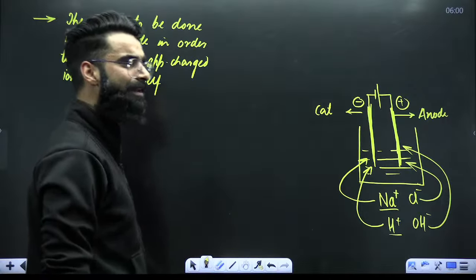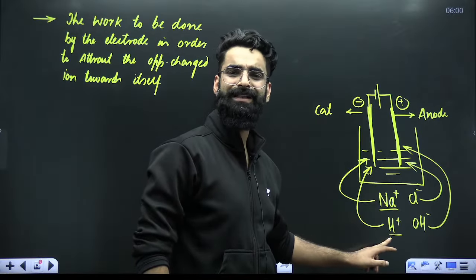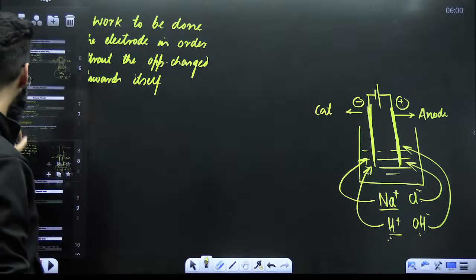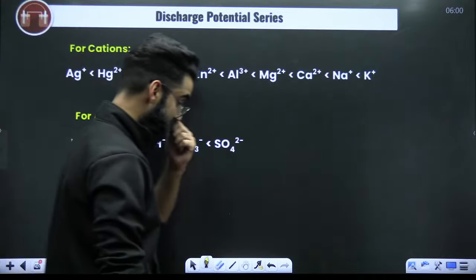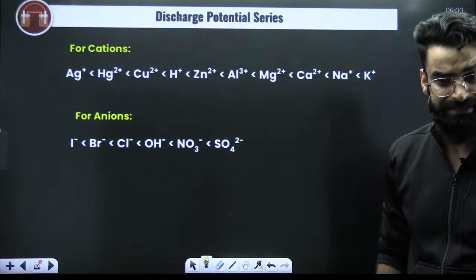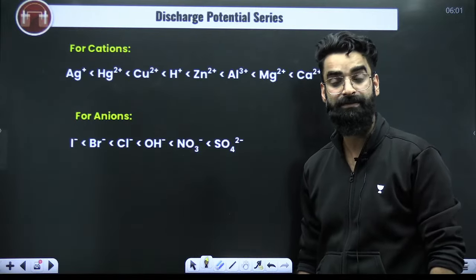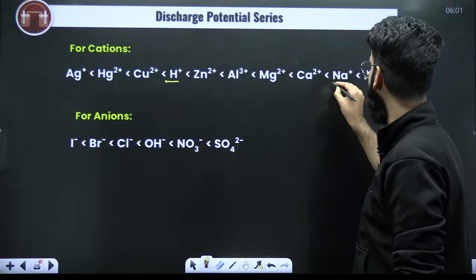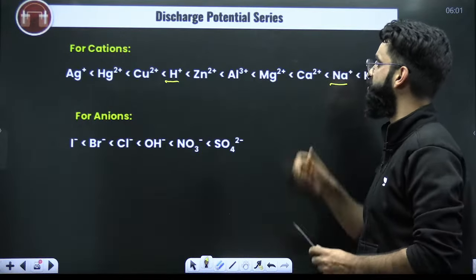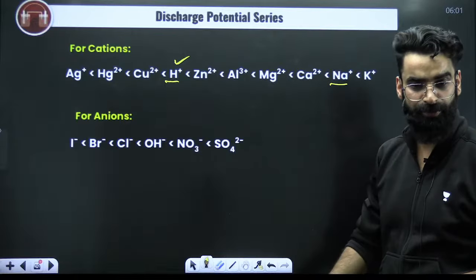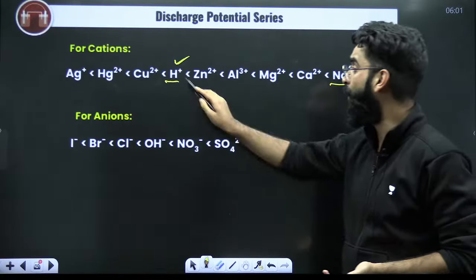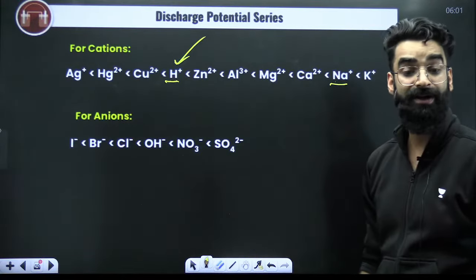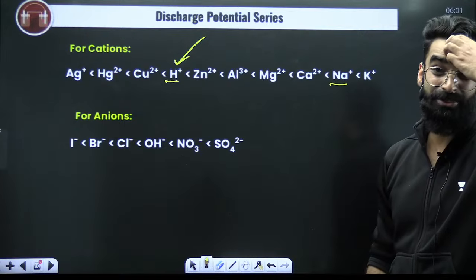Now, how can you tell which of these two has lesser discharge potential? For that purpose, I want you guys to remember one series. One is the discharge potential series of cations and one is the discharge potential series of anions. Imagine in the container there is H positive and there is Na positive. Which one has lesser discharge potential? H positive has lesser discharge potential than Na positive. So if I ask you which ion among the two will undergo reduction at the cathode, you'll directly say it is H positive, because its discharge potential is less, right?